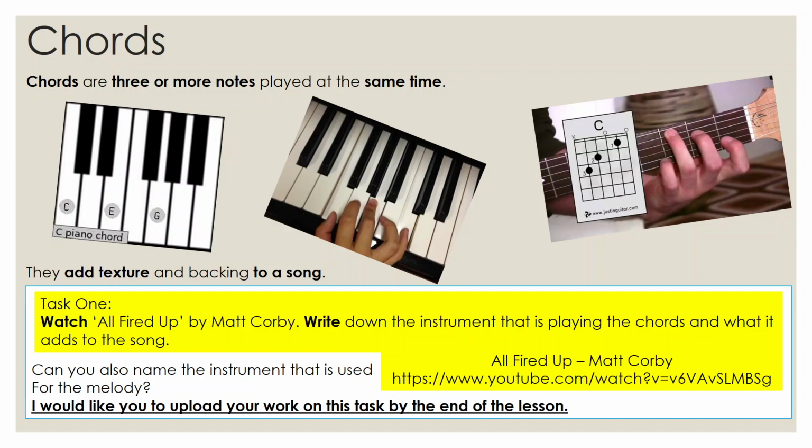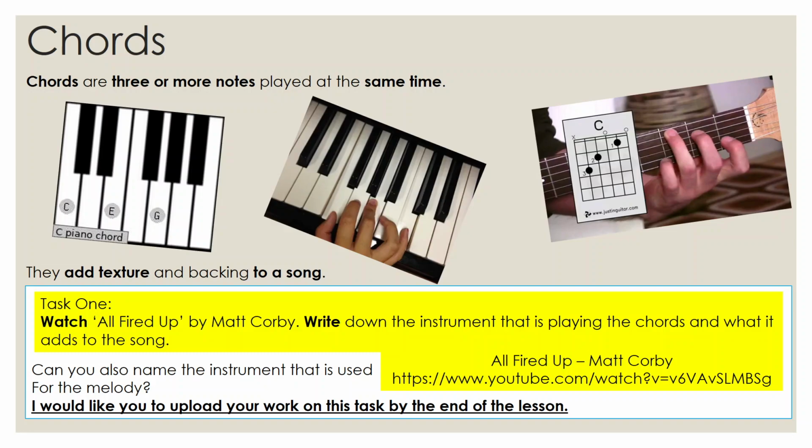So for task 1, I'd like you to watch All Fired Up by Matt Corby. Once you've done this, I'd like you to write down the instrument that is playing the chords and what it adds to the song. So how does the idea of adding these chords, and this instrument playing these chords, add to the song? And if you're able to do that, can you also have a go at naming the instrument that is used for the melody of the song as well? So that is task 1.